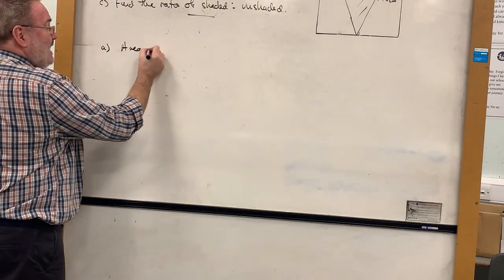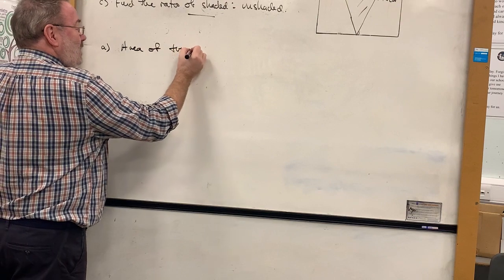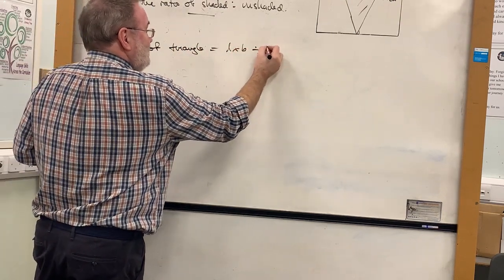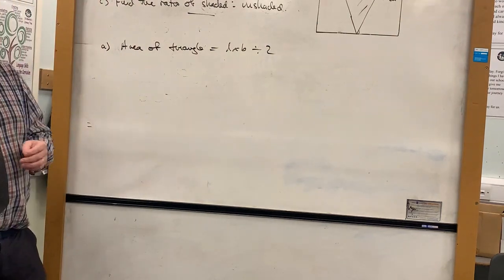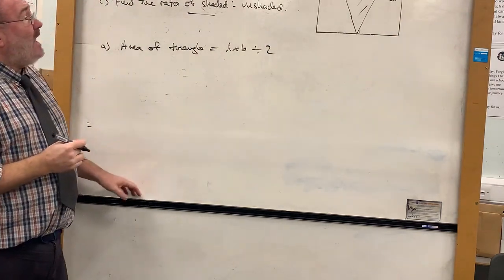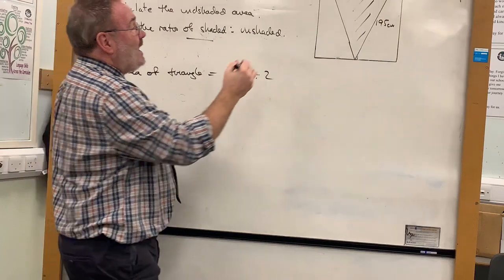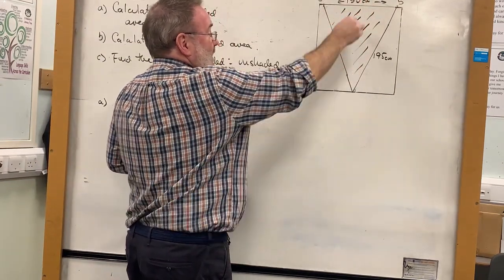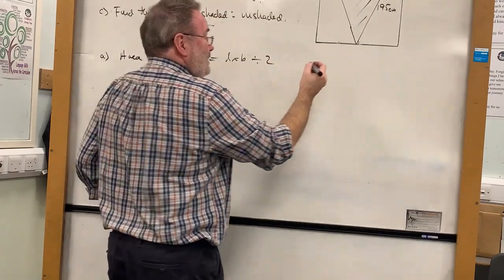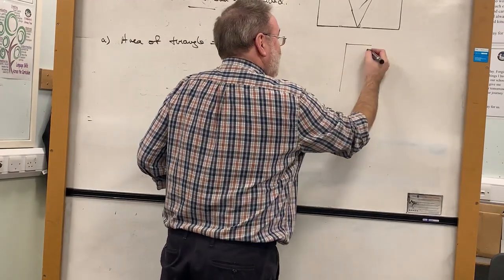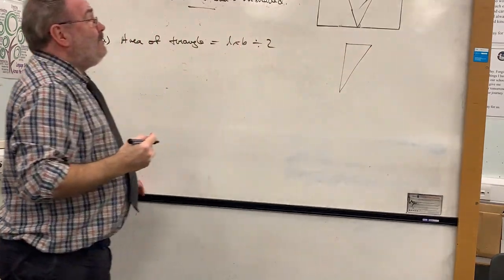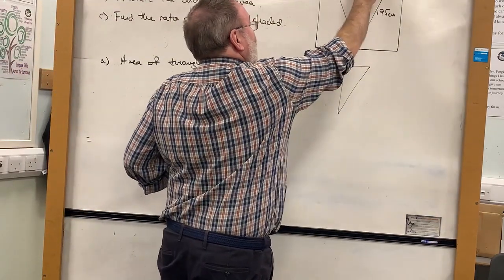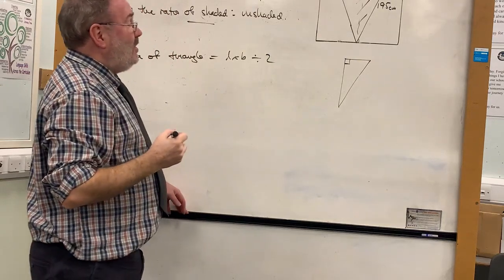The shaded area is the area of a triangle. Now as we know, the area of a triangle is length times breadth divided by 2. But we don't actually have the length of the triangle because the breadth of the triangle is the same as the breadth of the rectangle. So what we have to do here is break down the triangle into a right angled triangle. So we're drawing a line down the middle here.